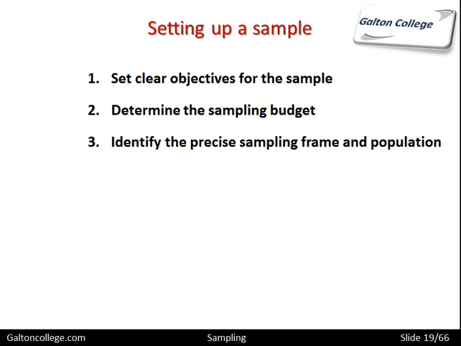Identify the precise sampling frame and population. Who is to be sampled? And try to work out where these people or these things, if they're inanimate objects, if they're products in a shop, where these things or these items can be found, where the people can be found. Where is the sampling frame? Where can it be found?